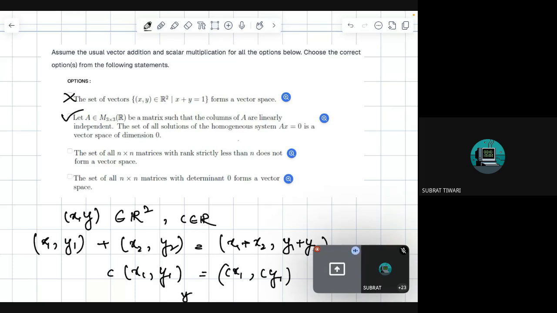Now, the next is the set of all n by n matrices with rank strictly less than n does not form a vector space. Okay, it's not saying it forms a vector space, it's saying it does not form a vector space.